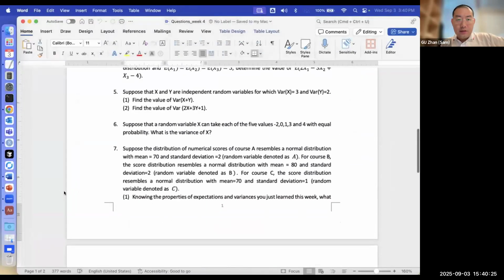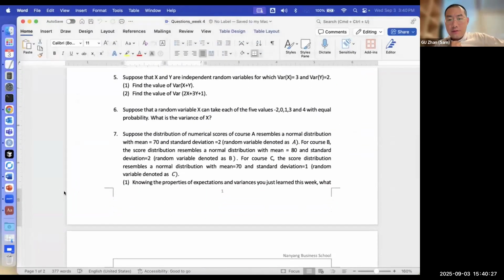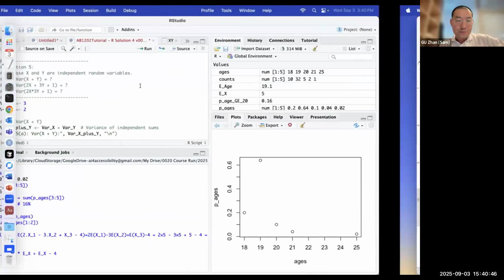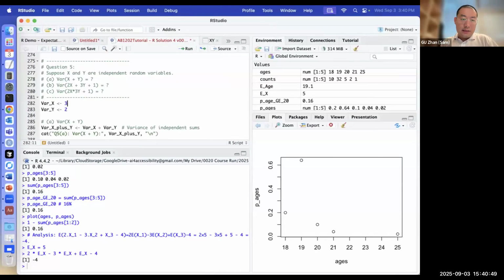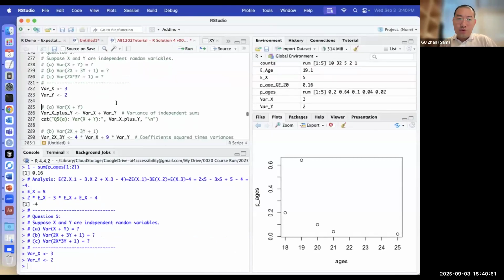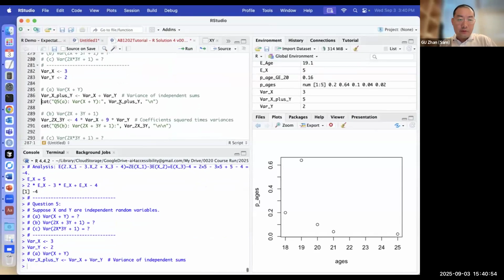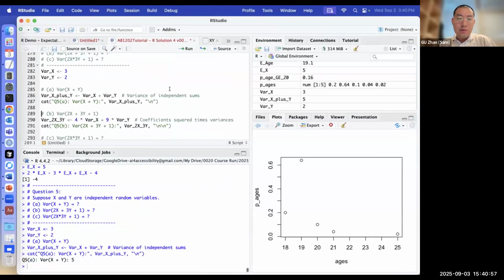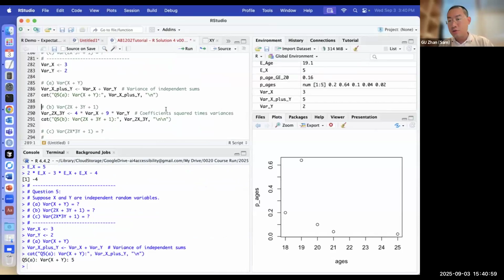Question 5. Suppose that x and y are independent random variables for which variance of x equals 3, variance of y equals 2. Find the value of variance of x plus y. Okay, x plus y. Find the variance of, now you have more coefficient. Variance x 3, variance y equals to 2. Then variance of x plus y equals variance x plus variance y. So that's the variance property.